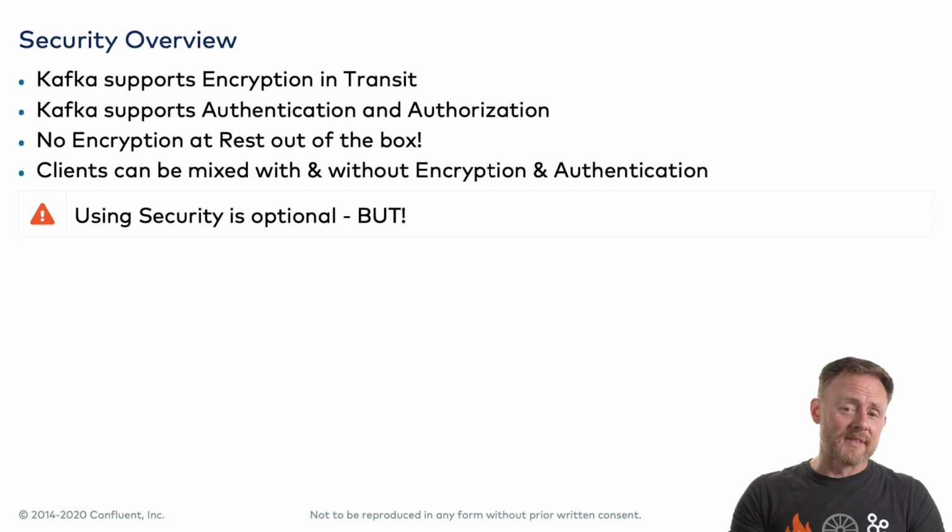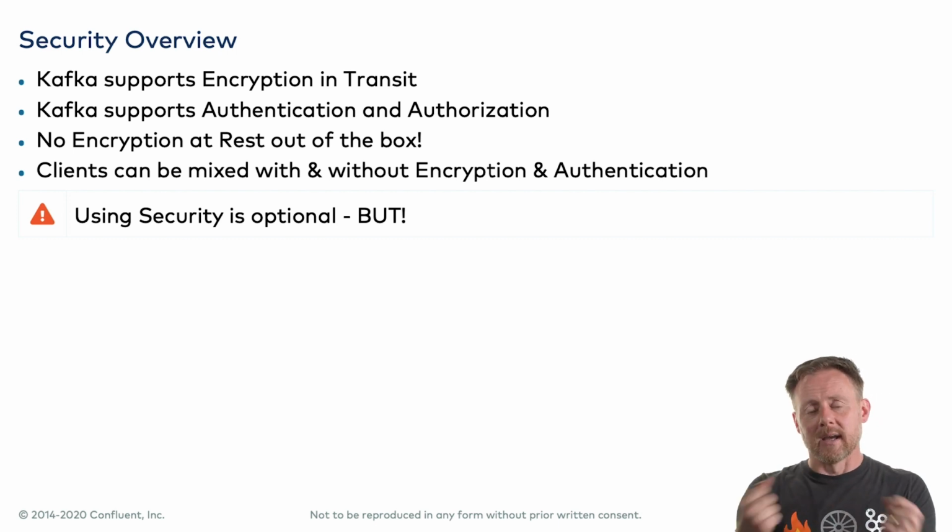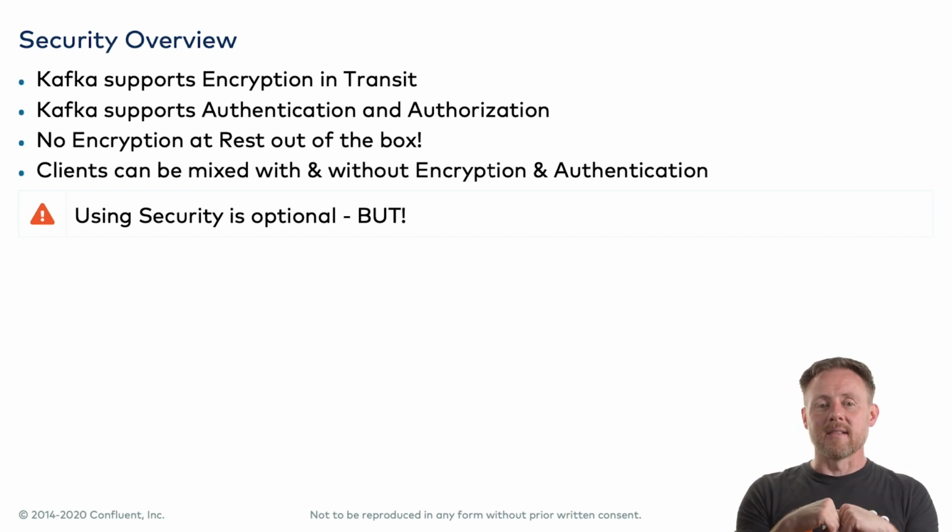Kafka also supports authentication and authorization. So in order to establish, hopefully, an encrypted connection from a client, you have to present a principal name and a password, and then that principal name has to be authorized to do the thing that you're trying to do. And the cluster itself manages those access control lists to map principals to capabilities.